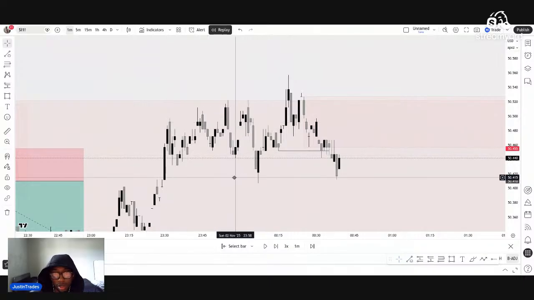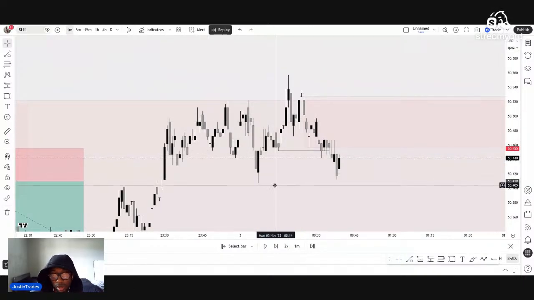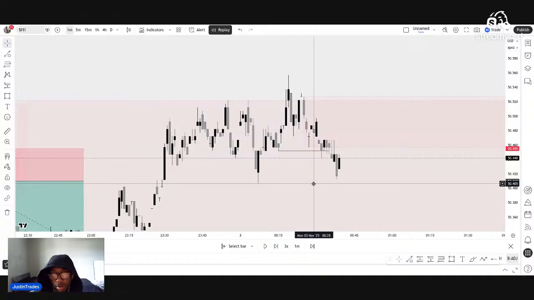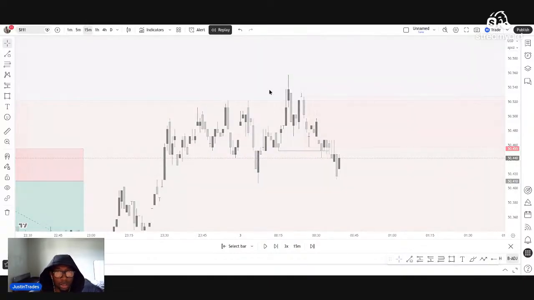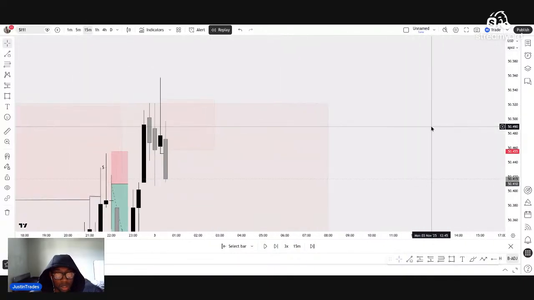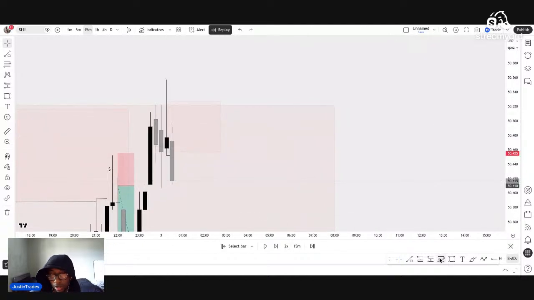Okay, went up, came down, went up, some more liquidity. This didn't break here yet. I feel like I'm overlooking something here. I'm trying to see. Okay, this is a better entry.